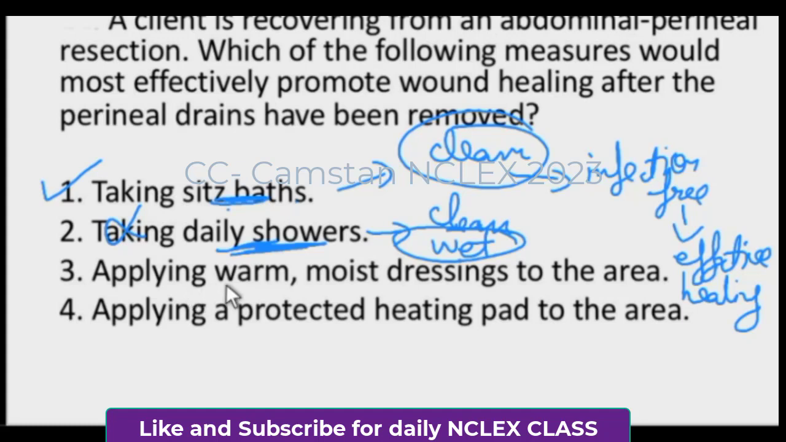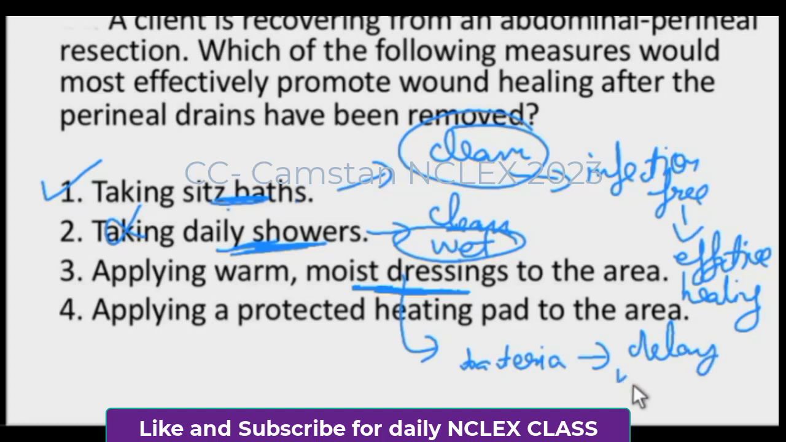Third one is applying warm, moist dressings to the area. I already told you that we need to keep our wound warm. But we cannot apply moist dressings because it will give space to the bacteria to grow and delay the wound healing. So this is also wrong.